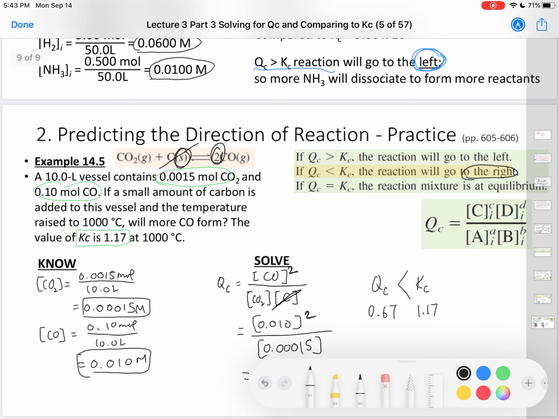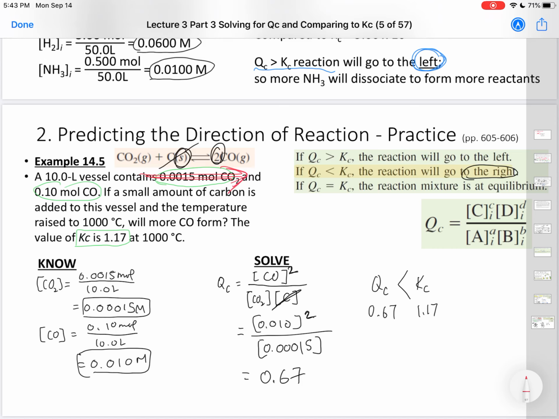So will more CO form? If it's shifting to the right, that's in this direction. More CO will form. Shifting to the right, pushing it to the right, creating more CO.